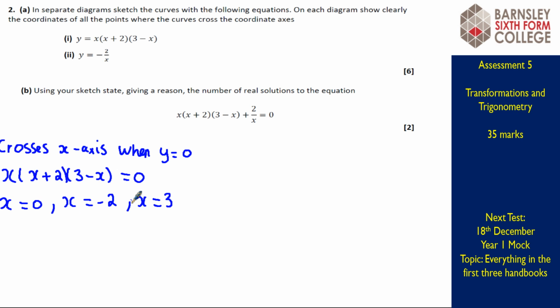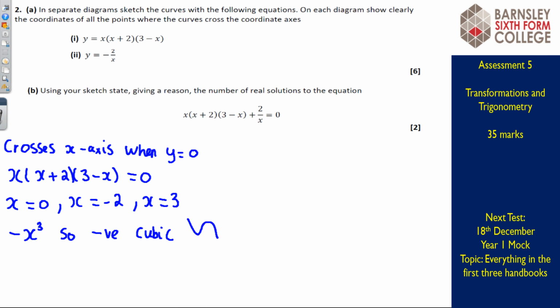So we've got where it crosses the x-axis. Now we need to decide what type of graph it is. If we multiply the x, the other x, and the minus x together, we get a minus x cubed as our highest power. So it's a negative cubic, so we need to draw the shape of a negative cubic, which will look something like this when we do our sketch. So let's go ahead and do that. Just get a line here.